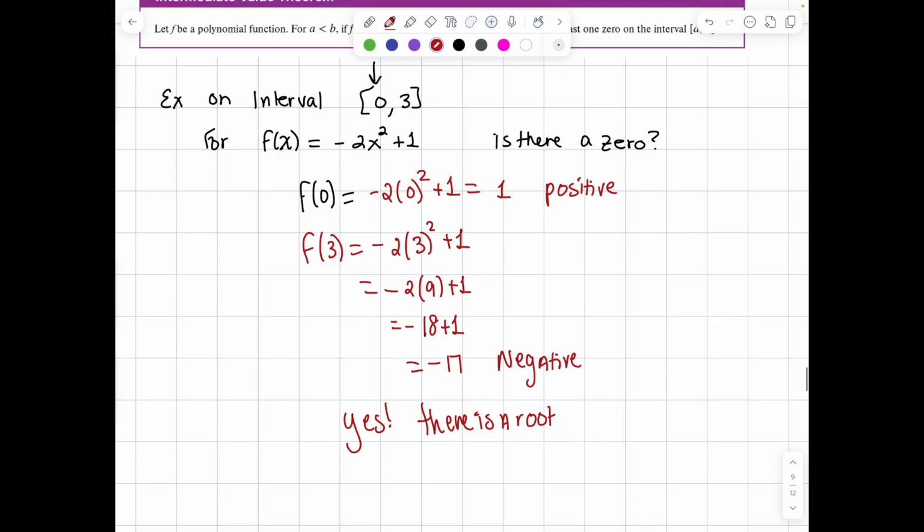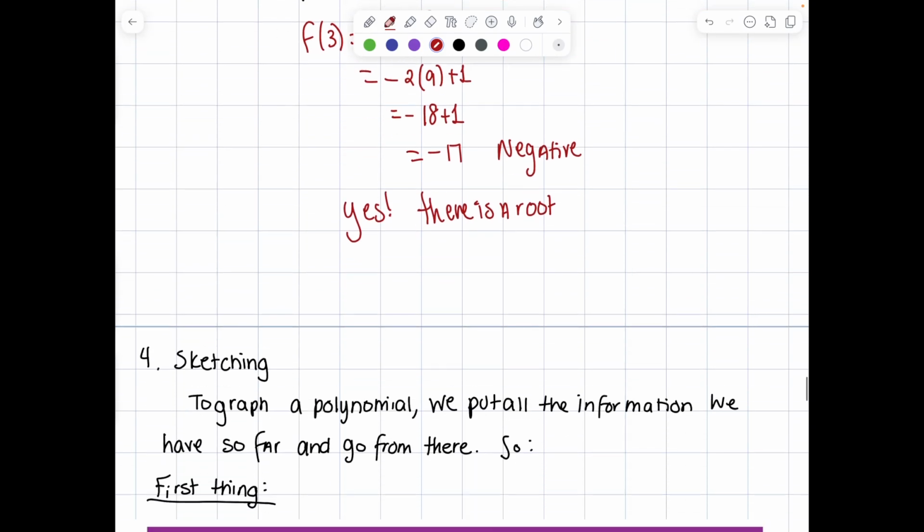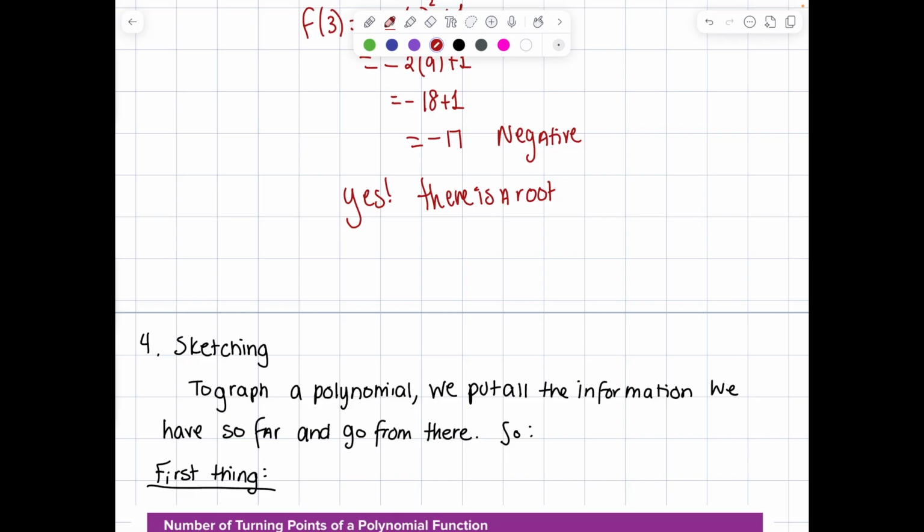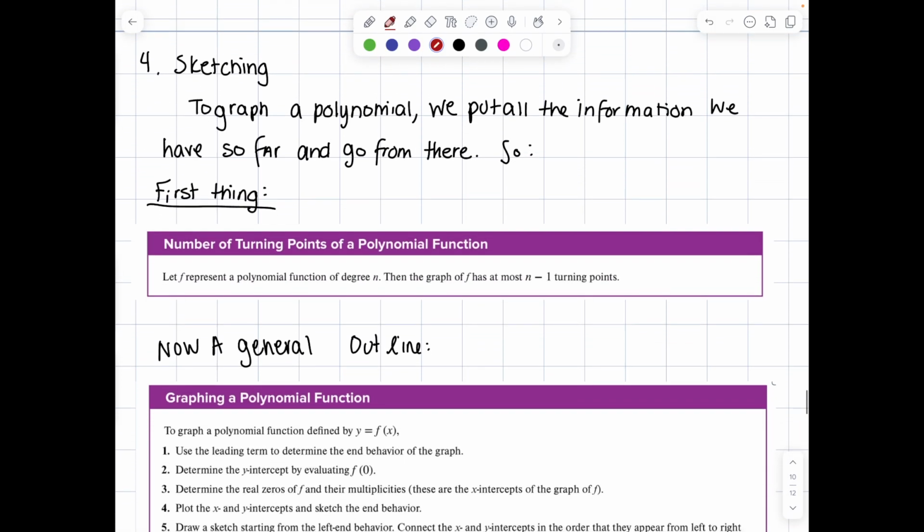Now, of course, we don't know what the root is. We could set it equal to 0 and solve, we could, if we really wanted to, but we don't want to. We don't want to solve that. All right, now let's talk about putting all this information together in Sketch.